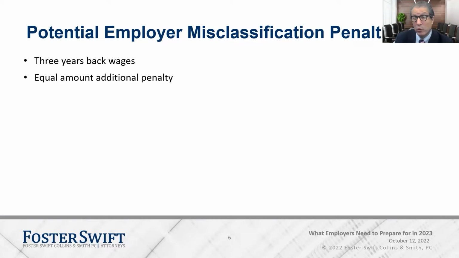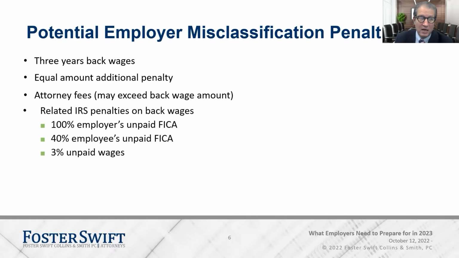You can have to pay an equal amount in an additional penalty. So if you fail to pay $1,000 in overtime wages, not only are you paying that $1,000 back, but you're going to pay an additional $1,000 as a penalty. You are not only going to pay potentially your attorney fees, but the other side's attorney fees. And then if you misclassified someone as an independent contractor when in fact they were an employee, the IRS may come knocking, because you will have probably failed to pay payroll taxes.